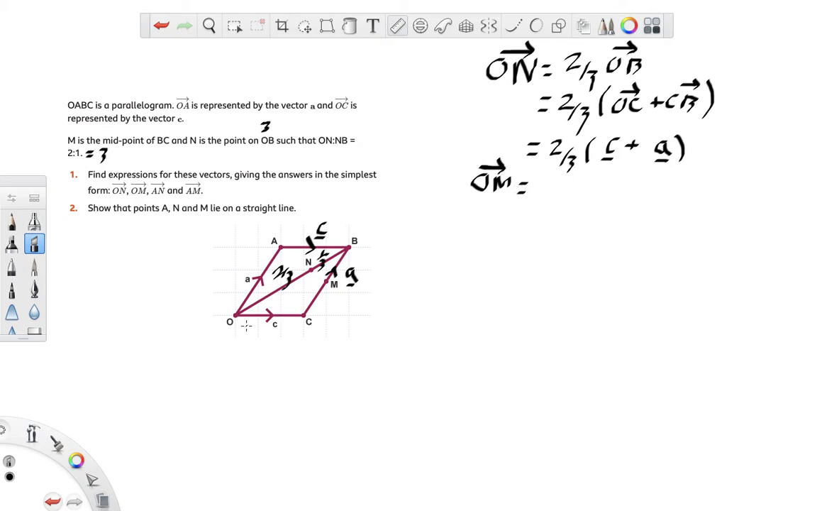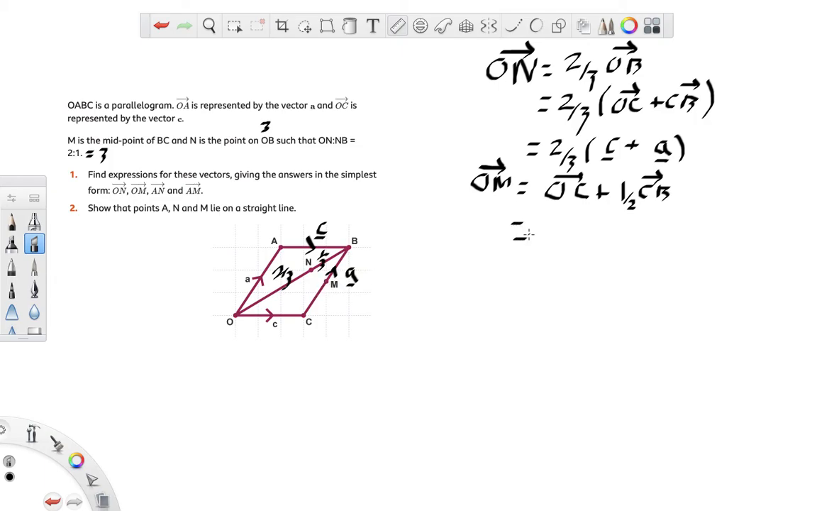Well, O to M, we've got vectors that define that path. So to get from O to M, we need to do O to C plus 1/2 of C to B. Why is it 1/2? Well, because M was the midpoint, so it's half of this line. So if we take the halfway point, that will give us M.